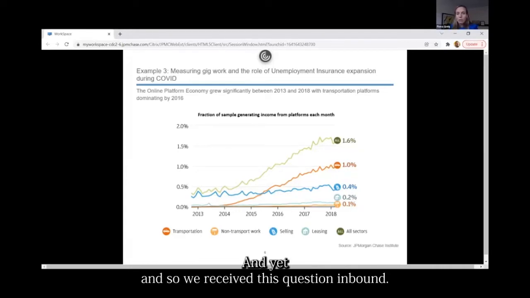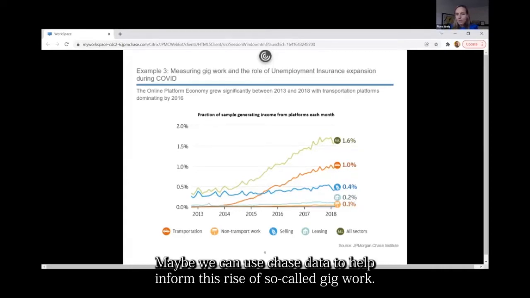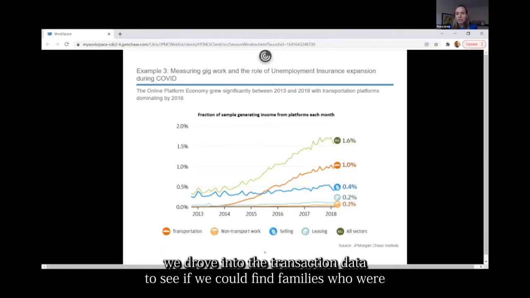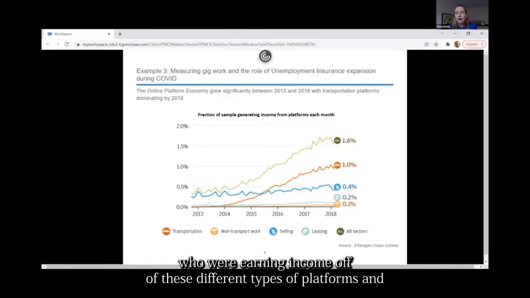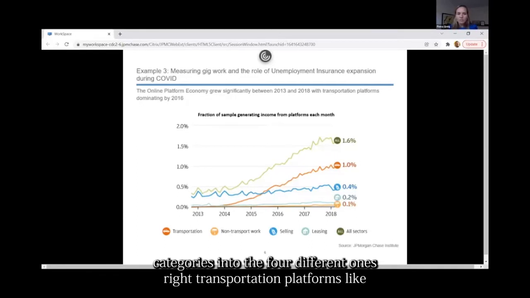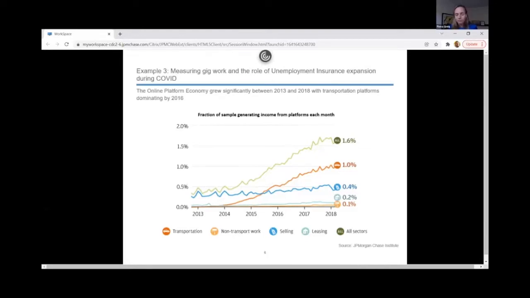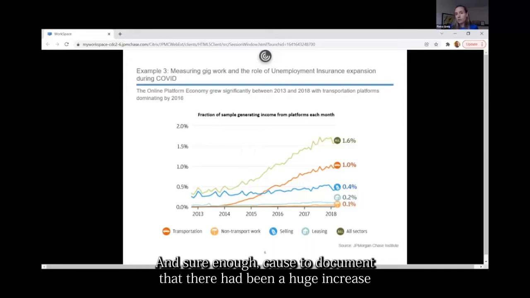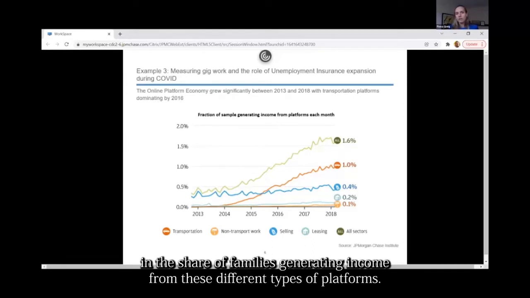And so, we received this question inbound, maybe we can use Chase data to help inform this rise of so-called gig work. And sure enough, we dove into the transaction data to see if we could find families who were earning income off of these different types of platforms. And we categorized them into 4 different ones, right? Transportation platforms, like non-transport work, selling, leasing. And sure enough, we could document that there had been a huge increase in the share of families generating income from these different types of platforms.